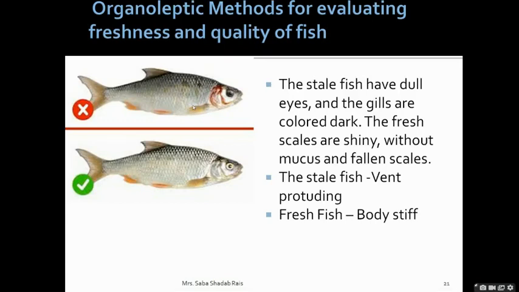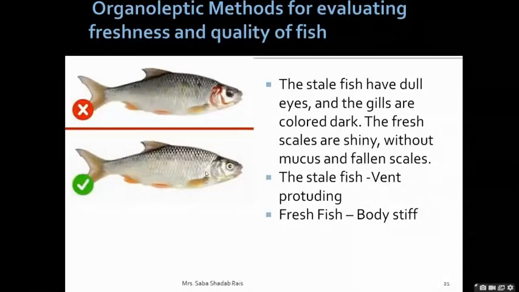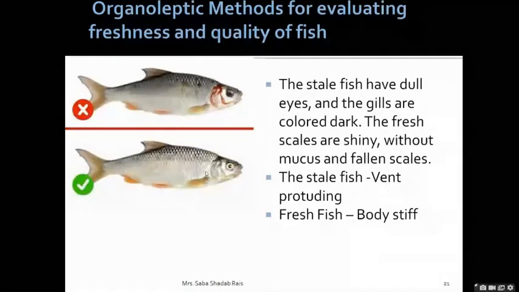Next thing is the scales. If the fish is fresh, it will have shiny scales, and the scales will not have any mucus. They will not be falling off. When you observe stale fish, you will find that the scales are falling off and a particular type of mucus is spread over there.